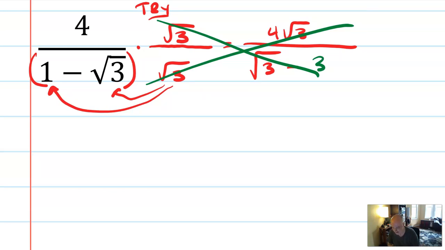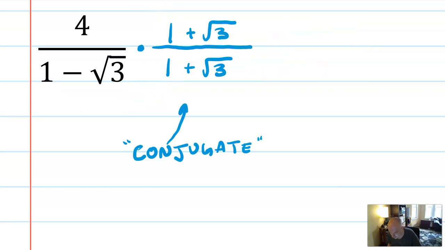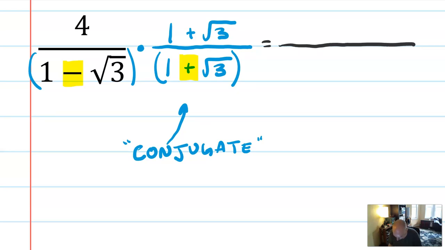And I'll give you the strategy first, and then I'll show you the reason why. What you're going to have to do is multiply by this thing that's called the conjugate of the denominator. The conjugate is the same numbers, but with a flipped sign in the middle. Let's do the multiplication, and we'll see what actually happens when you multiply by that conjugate. So multiply the top, you distribute the 4, it becomes 4 plus 4 root 3. That's standard.